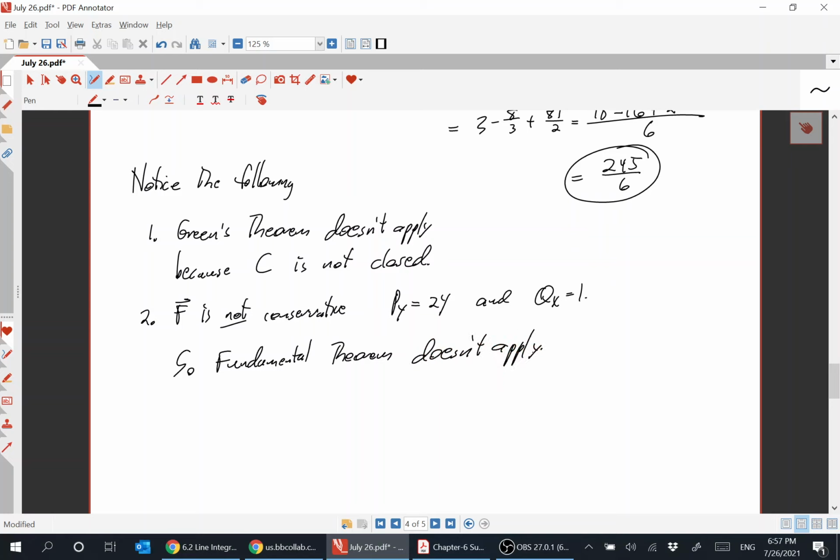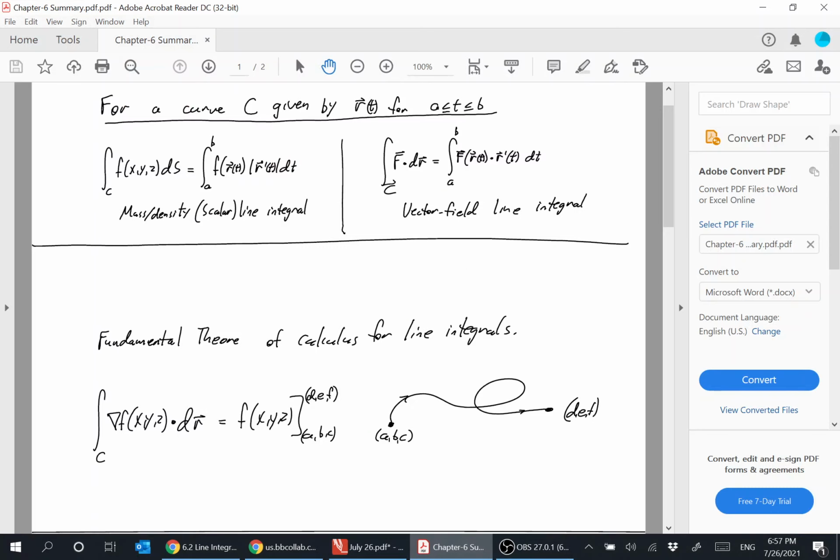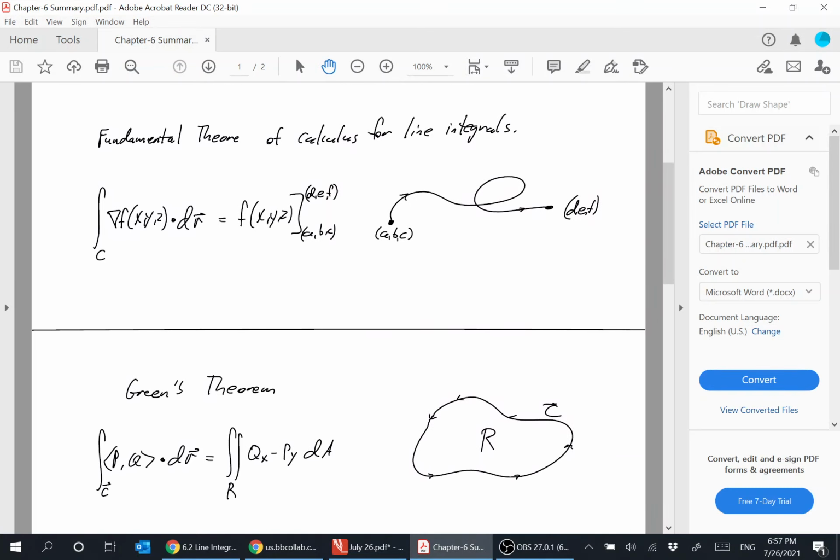Okay, so two types of questions there: direct calculation of the scalar line integral, and direct calculation of the vector field line integral, in which neither Green's nor the fundamental theorem applies. Another two types of questions that we're going to have would be to use the fundamental theorem of calculus for line integrals and Green's theorem. So that's 4 questions so far. So let's do the fundamental theorem.